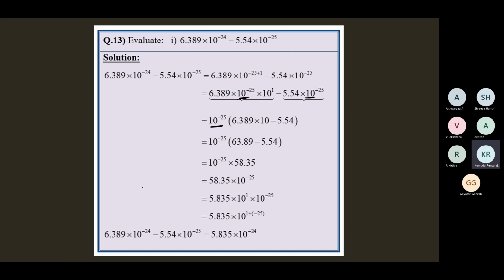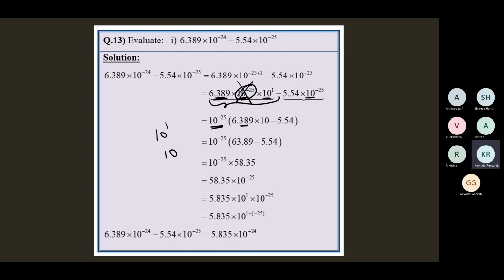Yeah, thank you, children. So now take out 10 to the power minus 25 common. So in the bracket for the first term, we have already brought this one out. So don't write this. Write the remaining 6.389 into 10 to the power 1. So you know that 10 to the power 1 can just be written as 10. So that's what you see here.